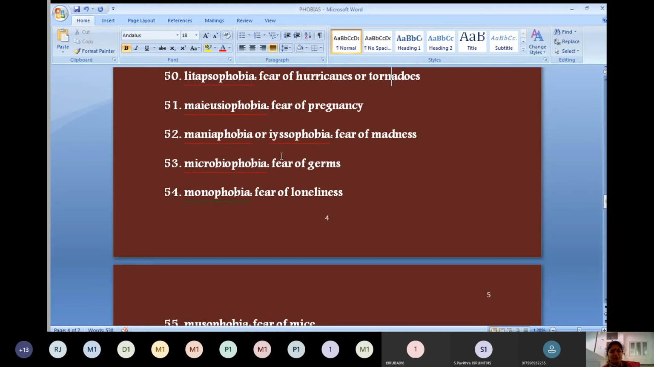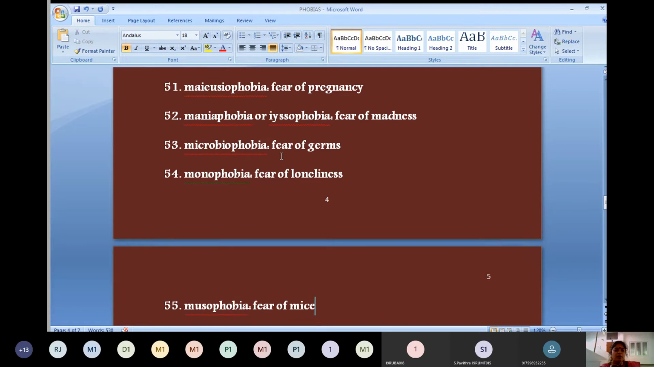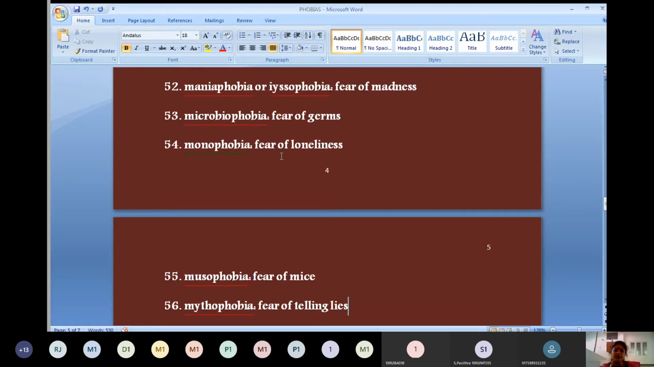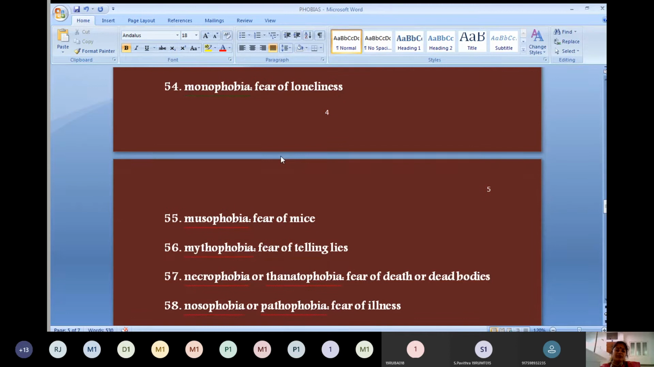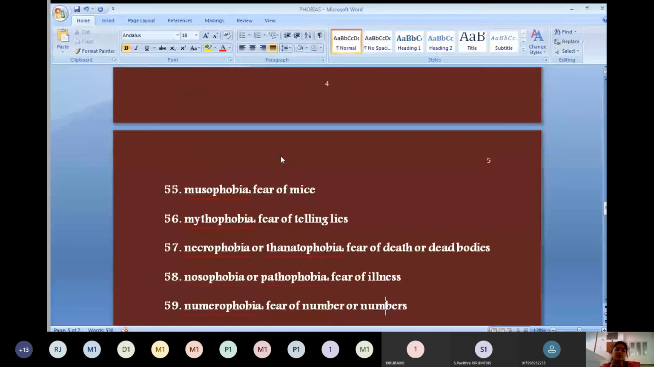During this pandemic period, we are afraid of germs, whether the virus will attack us or not. That's the thing. Microphobia. Then monophobia. தனிமையை பார்த்தாலே பேர் அச்சம். So mono means single. So fear of loneliness is monophobia. Look at the next word.